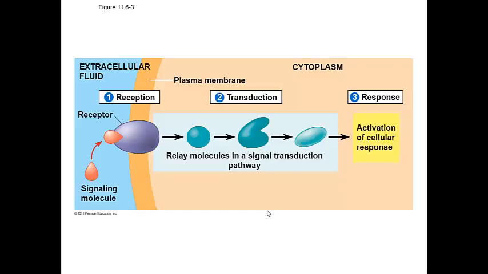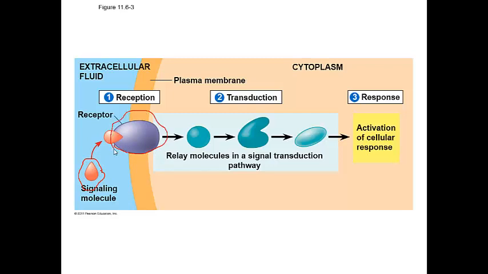Hormones operate by initiating signal transduction pathways. They allow cell communication to take place. Cell communication takes place in three steps. It begins with the signal molecule, called a ligand, which in this case will be a hormone, binding to a receptor in the cell membrane.